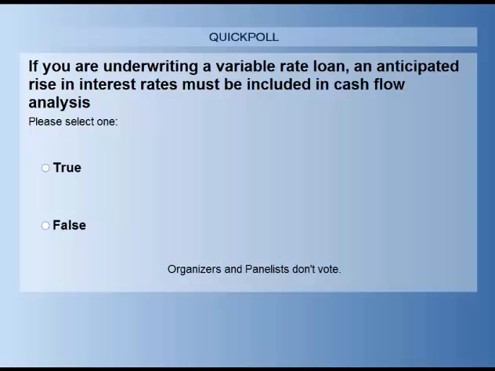Poll question number 2. If you are underwriting a variable rate loan tied to prime, an anticipated rise in interest rates must be included in your cash flow analysis. True or false? Why do I ask that question, Nathaniel? Well, because if you anticipate a rise, you want to make sure that there's going to be adequate debt repayment ability going forward.